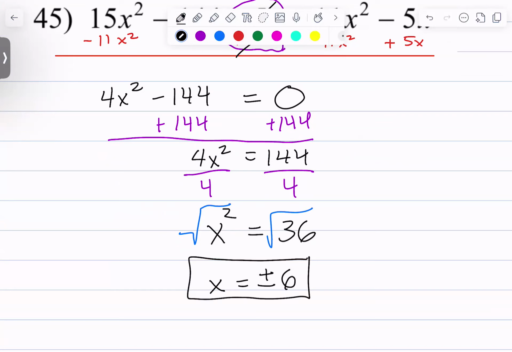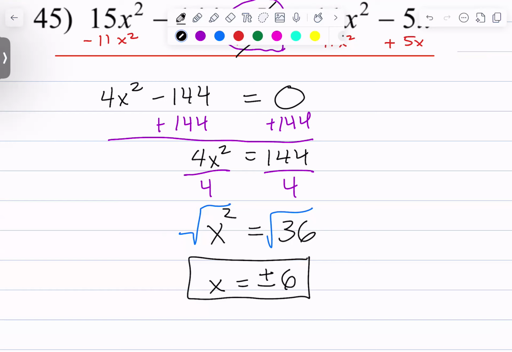Okay. So your x value is positive 6 and negative 6, right? Where is your axis of symmetry? 0. X equals 0. Right? What is your vertex? Think about that. Okay? Look at these questions and try to come up with the axis of symmetry and try to come up with the vertex.